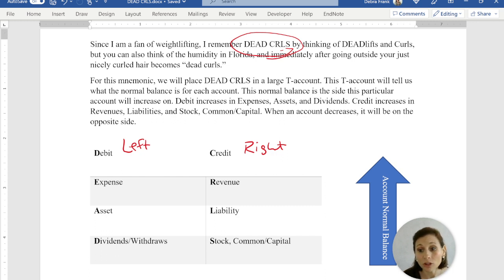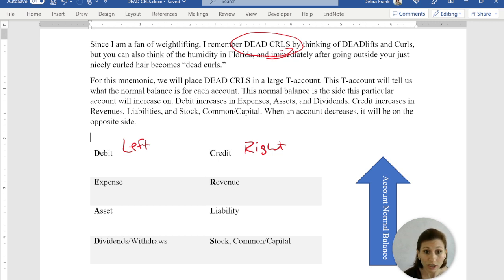Some like to teach with the U. I don't teach with the U in curls. So the U is missing, but we'll survive. It spells out. It's still good. So we can see here this big giant T account that we have. It is telling us what side each particular category of account increases on. And whatever side it increases on, that's that account's normal balance. So we can see I have a big blue arrow there reminding us that this is the normal balance side for these particular accounts, and that is also known as the side that it increases on.